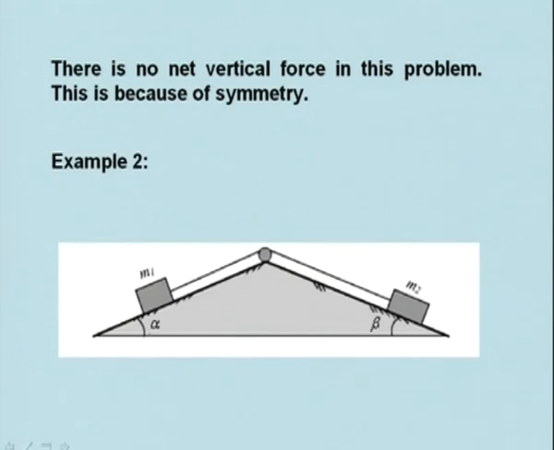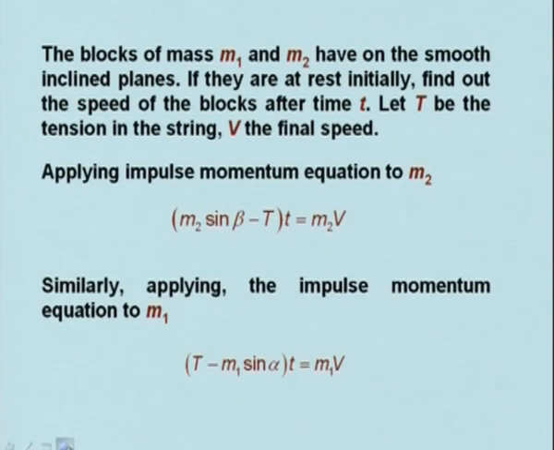Now, example 2 of interconnected bodies. Suppose two bodies are acting here, this is M1 and this is M2, and they are put on the inclined plane. This is alpha and this is beta, the angles of inclination. Now, if blocks of mass M1 and M2 have been kept on the smooth inclined plane, so there are no external forces acting. If they are at rest initially, find out the speed of the blocks after time t.